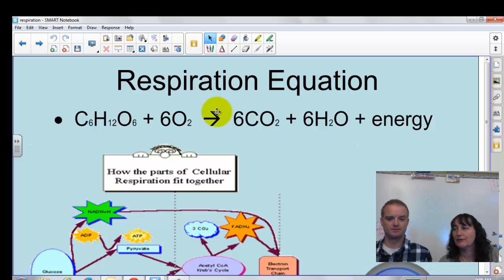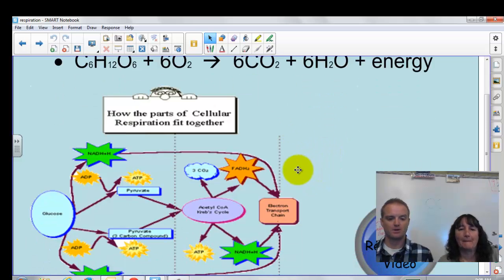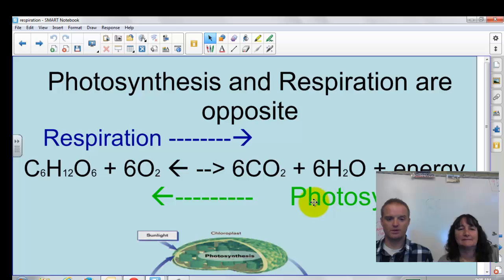The mitochondria are getting everything broken apart and reconfigured, so we end up with our 6 carbon dioxides, which we're going to breathe out, our 6 water molecules that we're also going to get rid of, but then we've got the energy. The energy is what our cells really want. So these are what we call byproducts, like waste, right? Yep. So, like we said, it looks familiar.